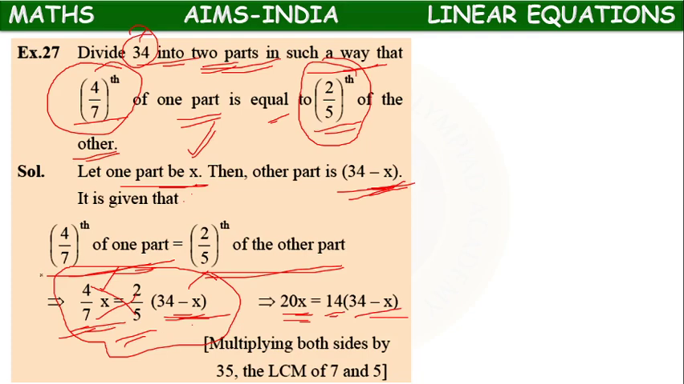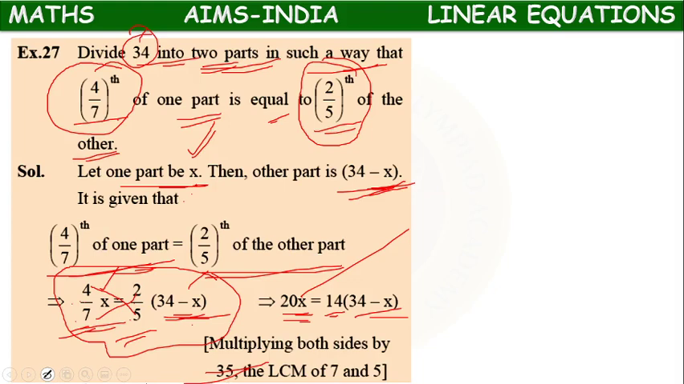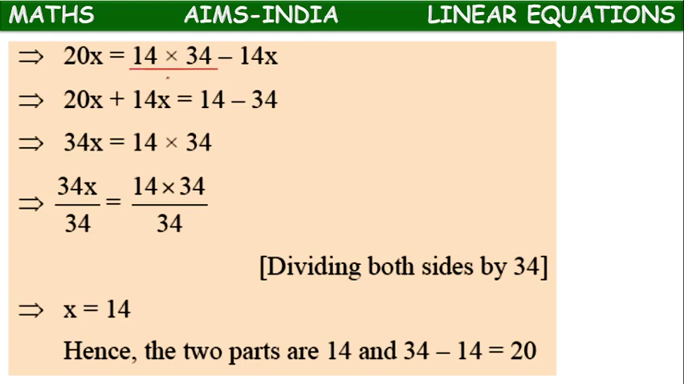So, we can do cross multiplication, or the LCM of 7 and 5 is 35, we can multiply both sides by 35. Then also we will get the same. Next, let's multiply these two. 14 into 34 minus x. 14 into 34, 14 into x, 14x. Now all x terms on one side: minus 14x will come to this side as plus 14x. This is 14 into 34. Next 20 plus 14, 34x equals 14 into 34.